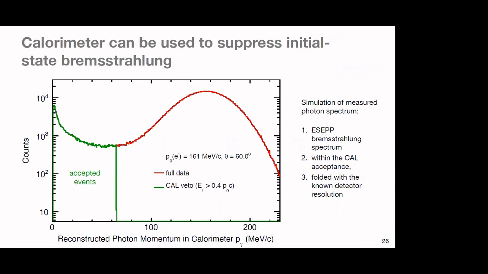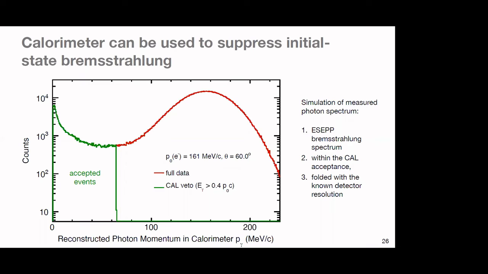Shown here is the integral of the initial state Bremsstrahlung distribution, and that distribution from our event generator is now folded with the resolution of the detector, which we know from the test measurements of our detector. So you see here in red the Bremsstrahlung distribution for the photons. It's not falling off at 161 MeV because of detector resolution. This is what the experiment would see if we were to measure these photons. So that's shown in red.